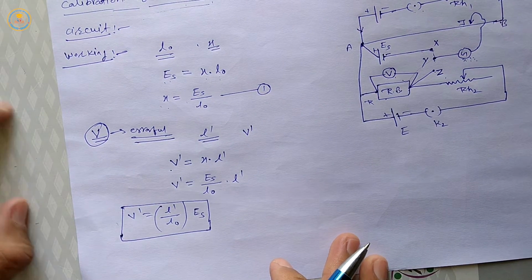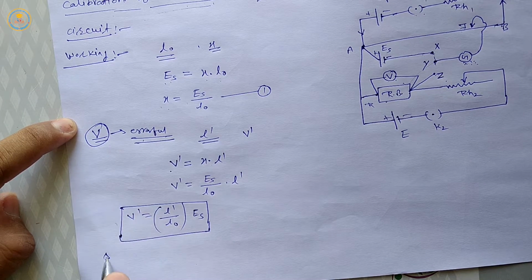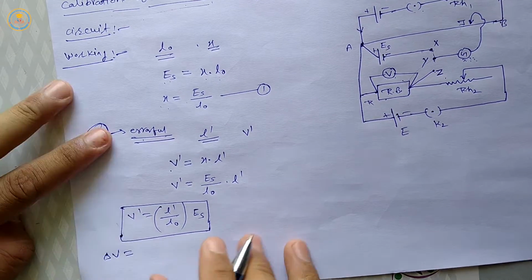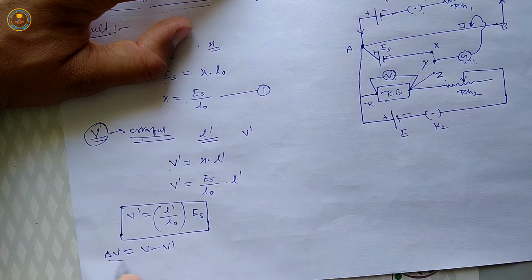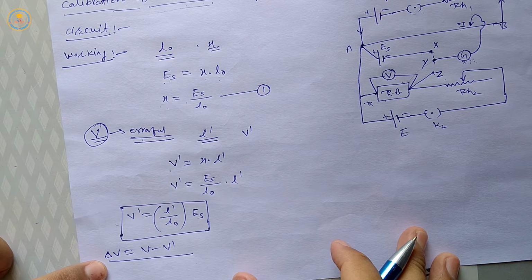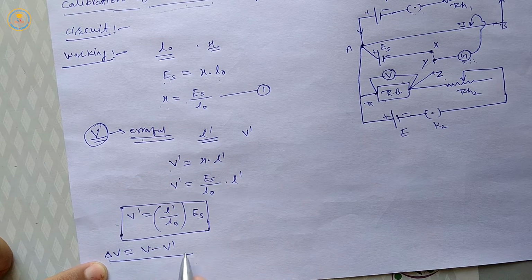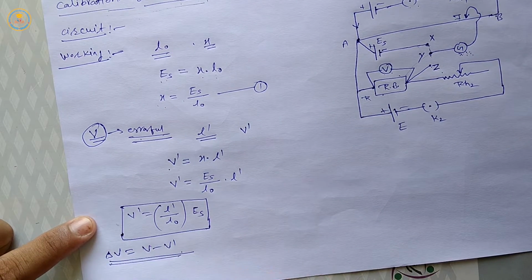Now we find the error in the observation of the voltmeter. Then the error del V is equal to V minus V dash. This is the error of the voltmeter. This process is the calibration of a voltmeter.